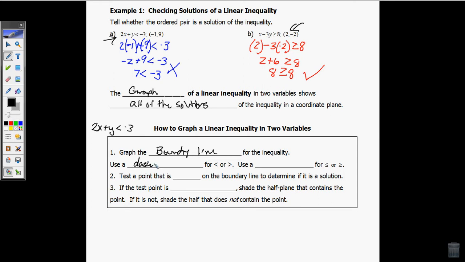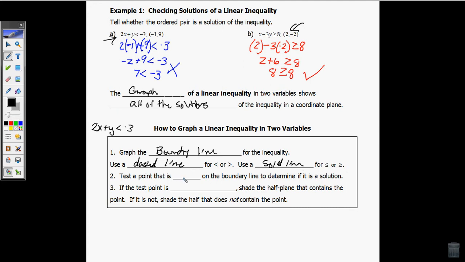And this is where it gets different. Use a dashed line for less than or greater than, and use a solid line, just like for a regular linear equation, if it is less than or equal to or greater than or equal to. Okay, so that's the first difference. I graph it the same way and I put the line in the same place, but it could be a dashed line if there's no "or equal to," and it could be a solid line if there is "equal to."